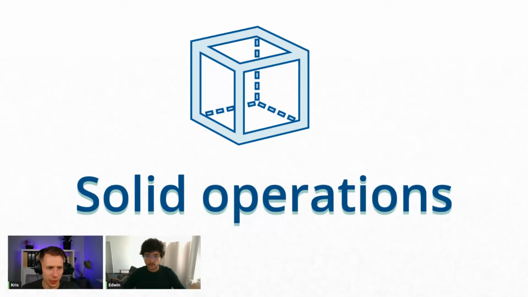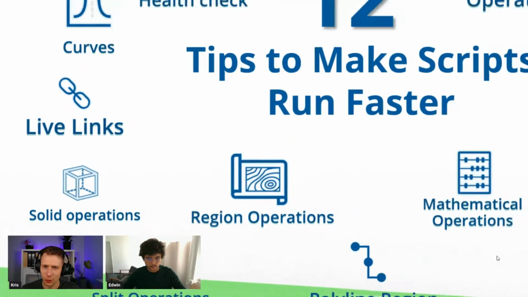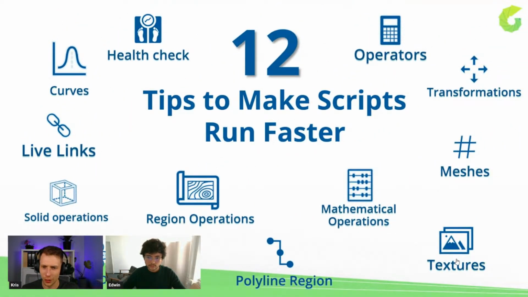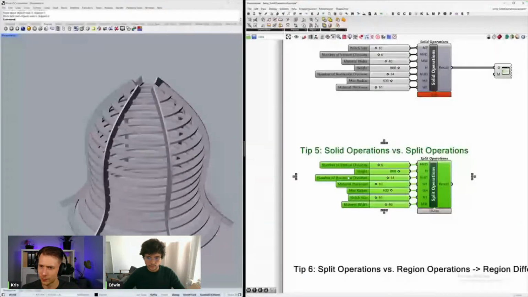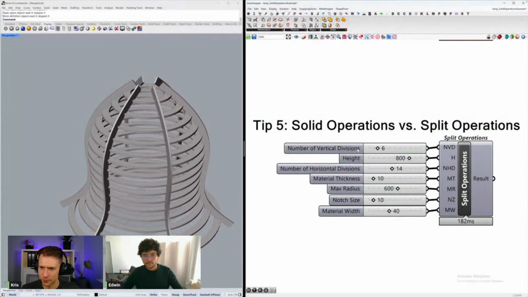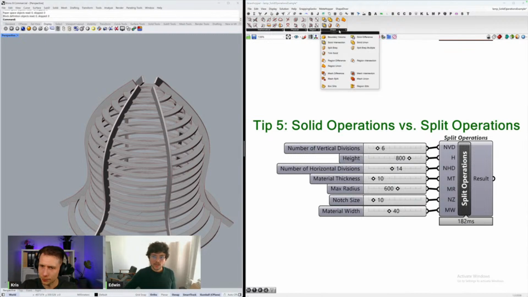Yeah, so we talked about the solid operation. So let's now go to split operation. How can we avoid solid operations? Because that's actually what takes the most time. If we check the intersection tab in Grasshopper, the solid operations are in the shape section, and these are normally the ones that take the most time.